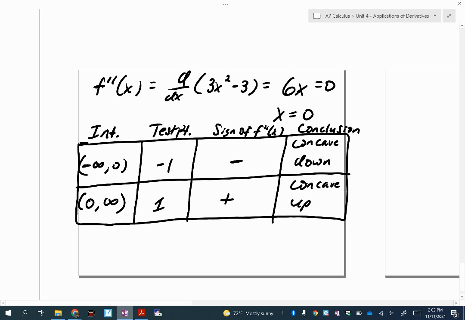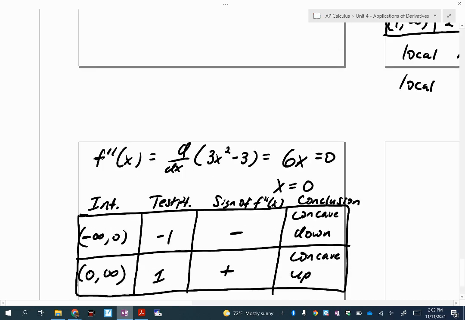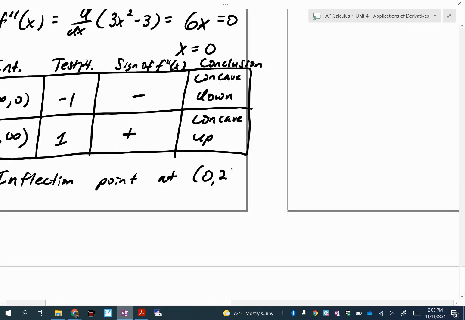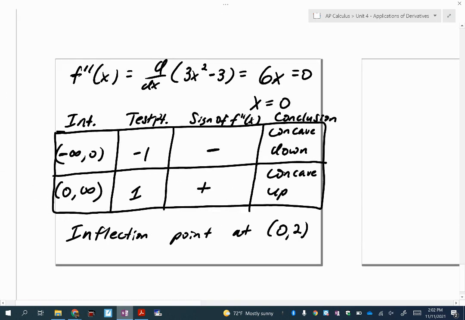So again, concave down means it'll look like a frown. Concave up means it'll look like a cup able to hold water. Okay? Now, it also means that when we switch from concave down to concave up at x equals 0, we do have something called an inflection point at 0, comma, and we actually found this at the very beginning of the problem, finding the y-intercept is 0, comma 2. Just so happened to have an inflection point at the y-intercept.